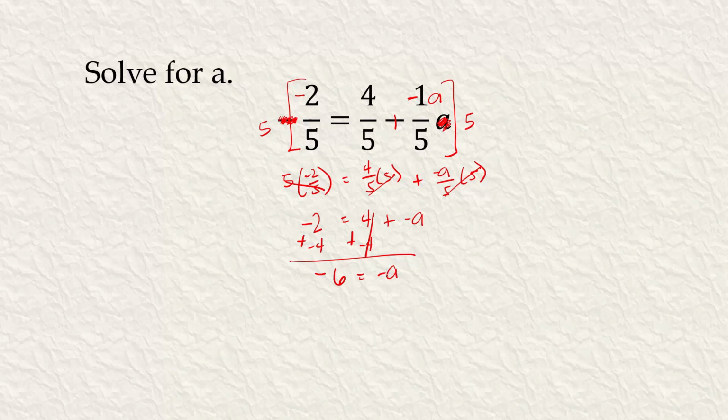And then finally we want to remove the negative sign of that a. So I will divide both sides by negative 1. So negative 6 divided by negative 1 is equal to positive 6. So a equals positive 6.